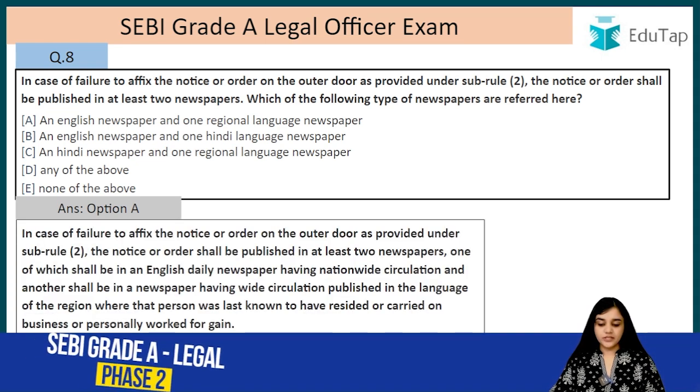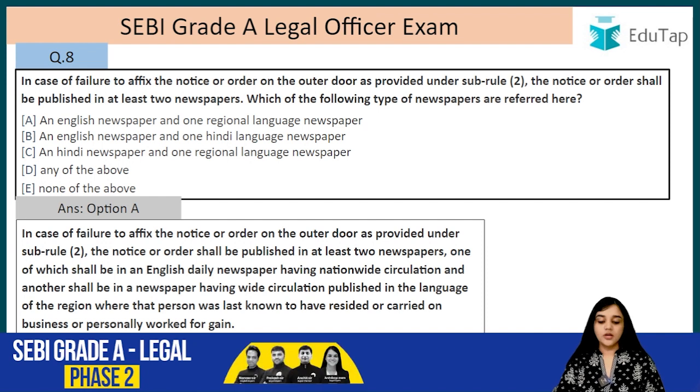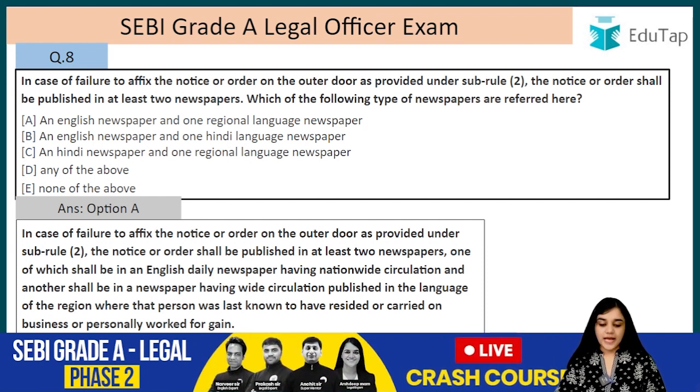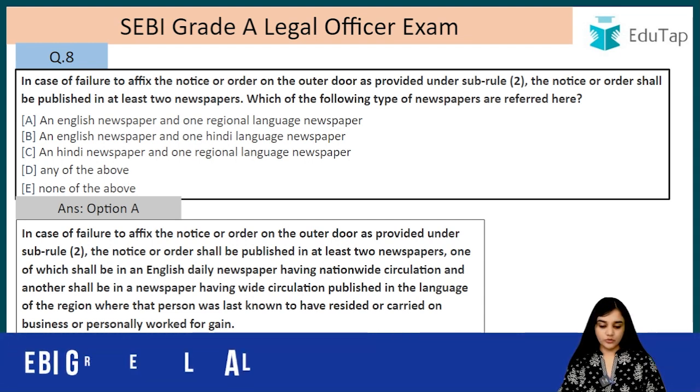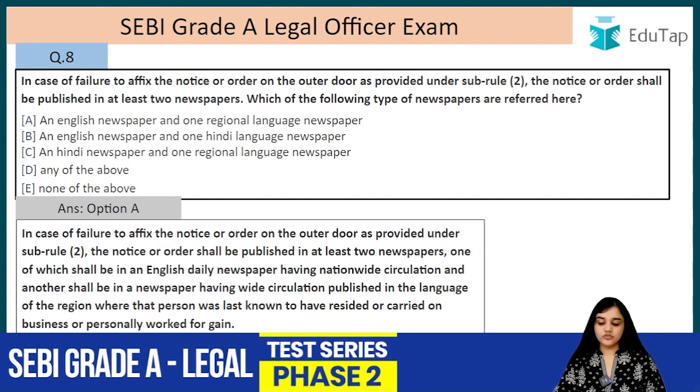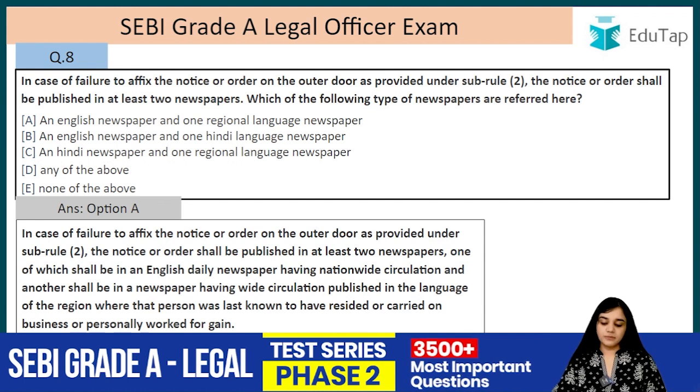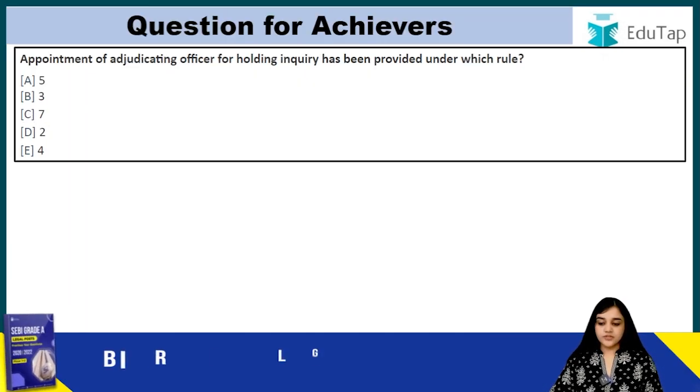So in case of failure to affix the notice or order on the outer door as provided under sub-rule 2, the notice or the order shall be published in at least two newspapers, one of which shall be in an English daily newspaper having nationwide circulation, and the other shall be in a newspaper having wide circulation, published in the language of the region where that person was last known to have resided or carried on business or personally worked for gain.